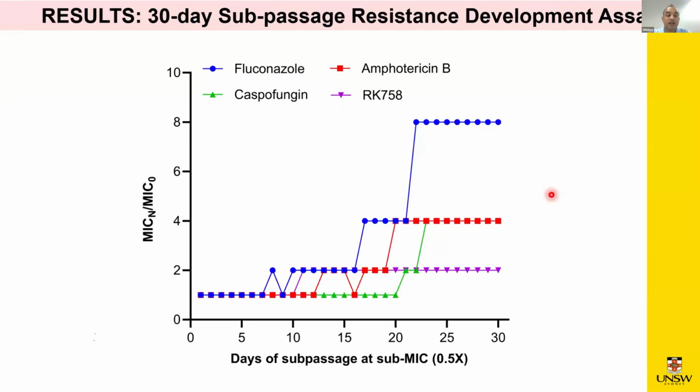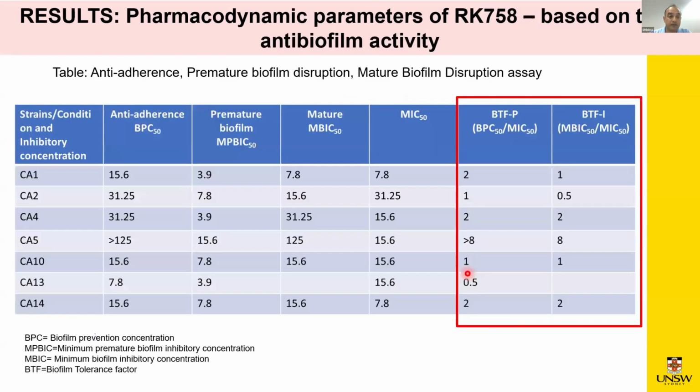To further check if Candida can develop resistance to these compounds, we did sub-passages in the presence of sub-MIC concentration of all these compounds for 30 days, and it was very hard for Candida auris to develop resistance. It only showed an increment of MIC by 2 times. However, other conventional antifungals showed an increment in the MIC by 4 to 8 times. So this is again a good finding.